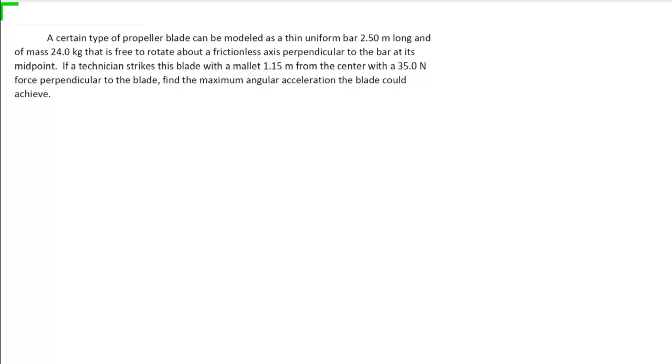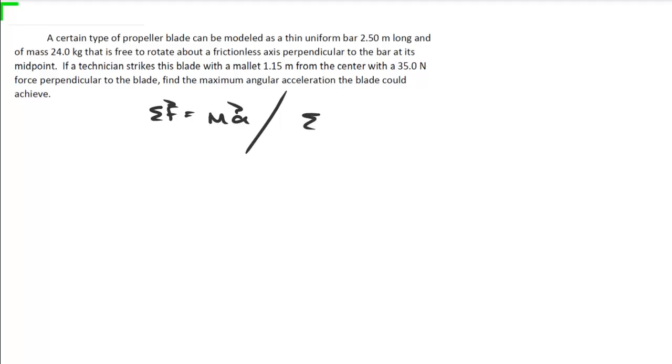Okay, now let's take a look at rotational dynamics. So we know that the sum of net external forces is equal to mass times linear acceleration. And in rotational motion, what causes a rotational acceleration is a torque.